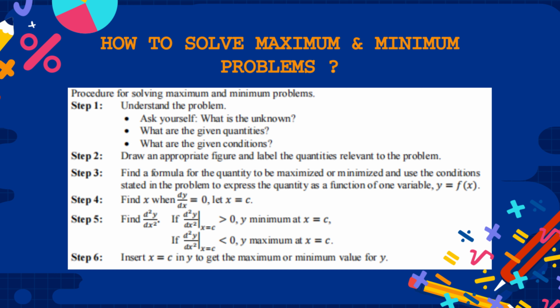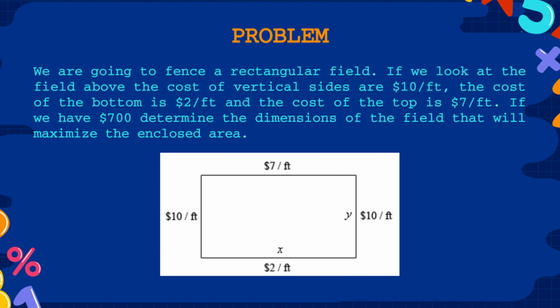Step 4. Find x when dy/dx = 0, let x = c. Step 5. Find d²y/dx². Step 6. Insert x = c in y to get the maximum or minimum value for y. So let's move on to discuss the example of applied maximum and minimum problem.